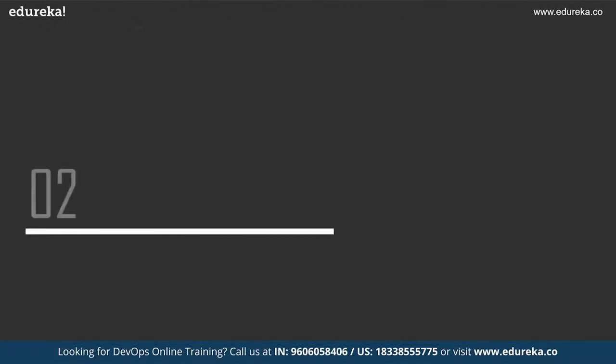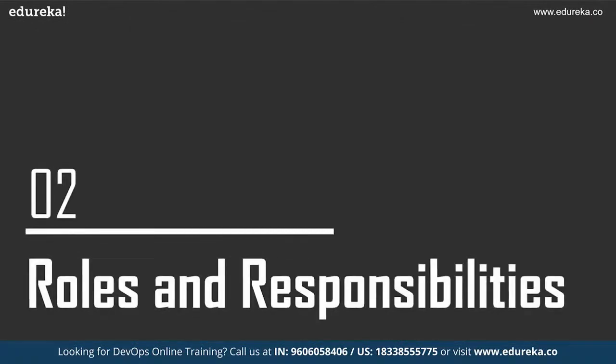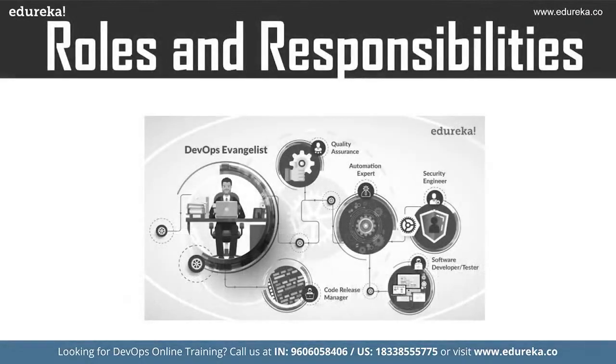Now let us move on and discuss our next topic, the roles and responsibilities of a DevOps engineer. Let me first tell you about the roles that are present in DevOps. The first role is that of a DevOps evangelist, who is responsible for implementing the overall DevOps lifecycle, right from planning and coding till the monitoring phase. The evangelist is responsible for implementing the entire DevOps pipeline. Next comes the release manager, who releases new features and ensures post-release product stability.